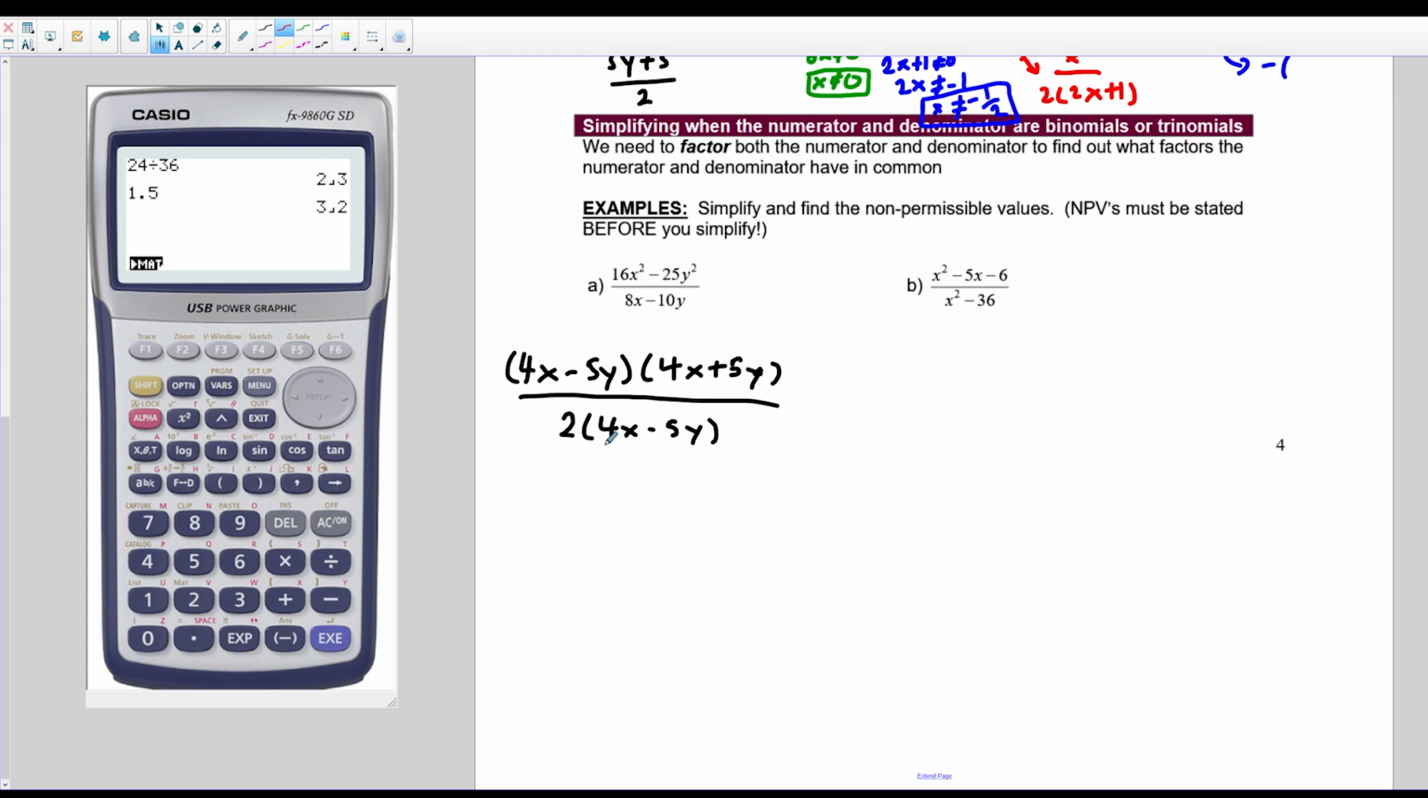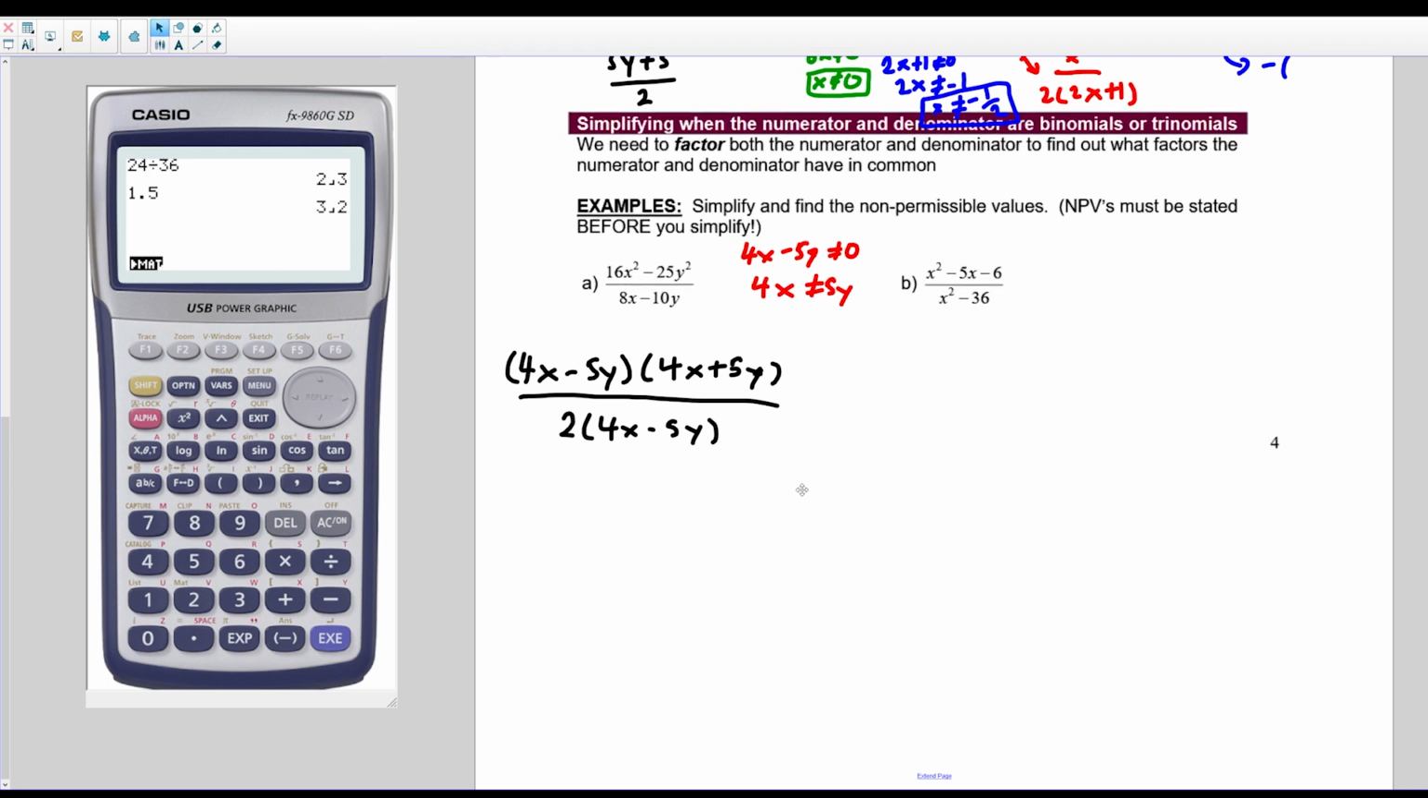Now, once I've got to this stage, I can look at my NPVs from the bottom. So here I have 4x minus 5y cannot equal 0. So I get 4x cannot equal 5y. I'm happy if you leave it like that. We can go ahead and move it so that we are isolating for a certain variable. So we can take this in two directions.